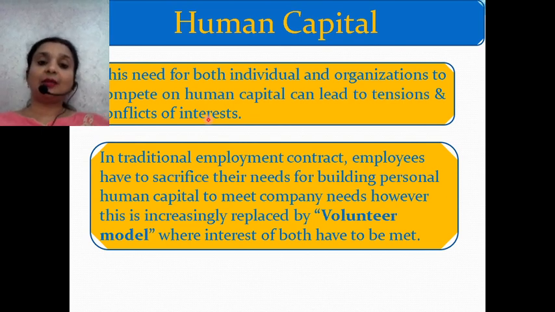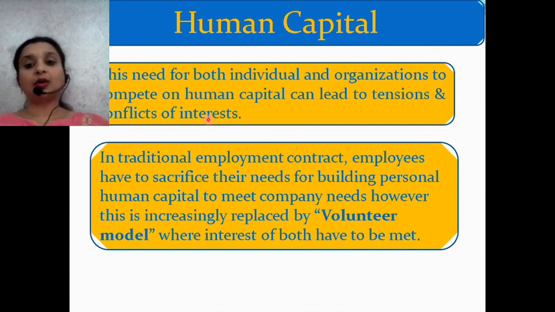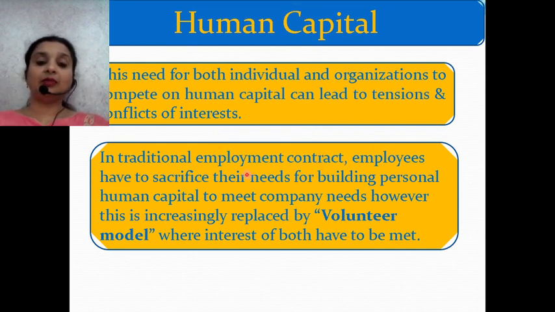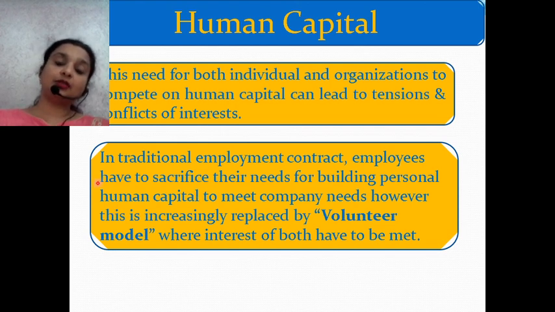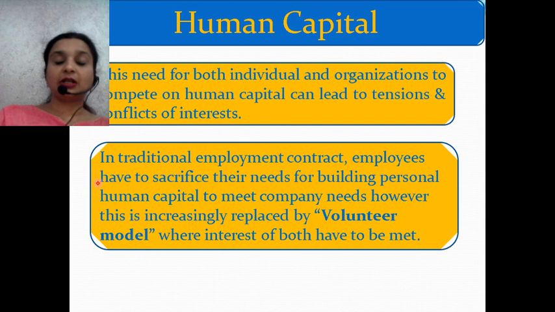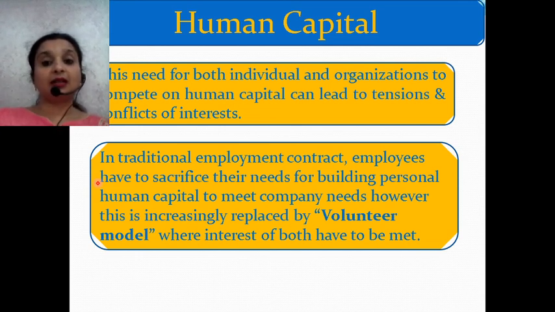एक जो ट्रेडिशनल एम्प्लॉयमेंट कॉन्ट्रैक्ट होता था, अभी तक जो ऑर्गेनाइजेशन फॉलो कर रहे हैं, वहां पर क्या होता है ट्रेडिशनल एम्प्लॉयमेंट कॉन्ट्रैक्ट में एम्प्लॉइज मोस्ट ऑफ द टाइम दे नीड टू सेक्रीफाइस देयर पर्सनल ऑब्जेक्टिव्स एंड देयर नीड्स फॉर बिल्डिंग पर्सनल ह्यूमन कैपिटल टू मीट द कंपनी नीड्स. हमें क्या होता है, हमें ऑर्गेनाइजेशनल ऑब्जेक्टिव्स को पूरा करने के लिए काम करना पड़ता है, और उसकी वजह से जो हमारे पर्सनल ऑब्जेक्टिव्स है, पर्सनल एस्पिरेशंस है, वो कई बार सेक्रीफाइस करनी पड़ती है, विच इज नॉट गिविंग सेटिस्फैक्शन टू एनी इंडिविजुअल एट पर्सनल लेवल.